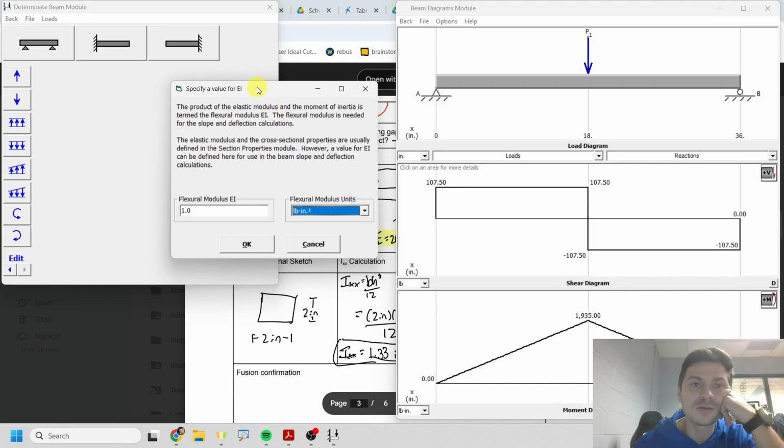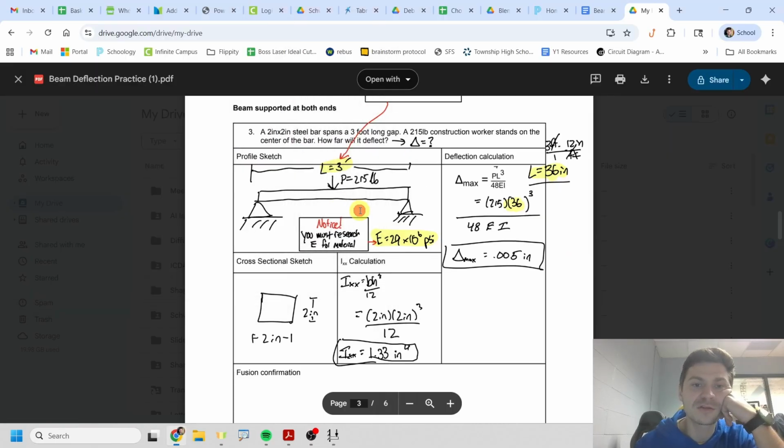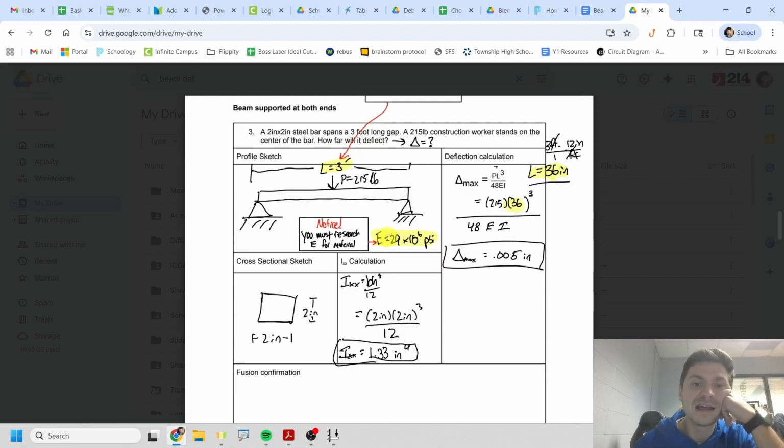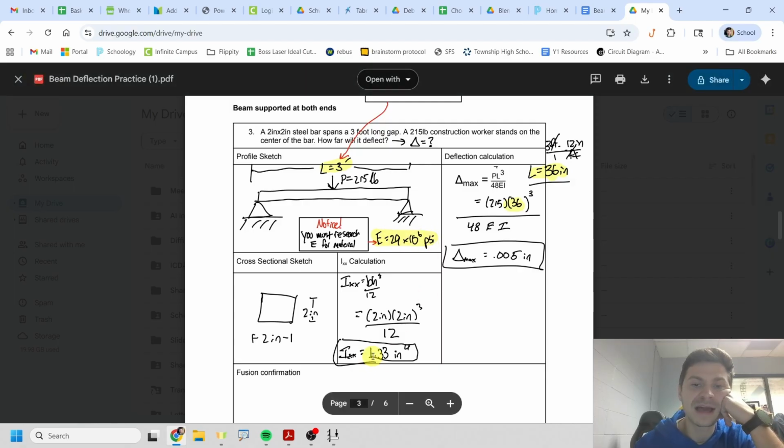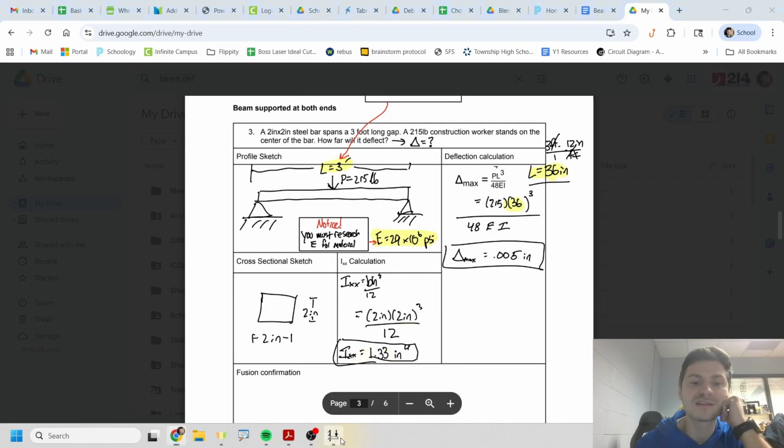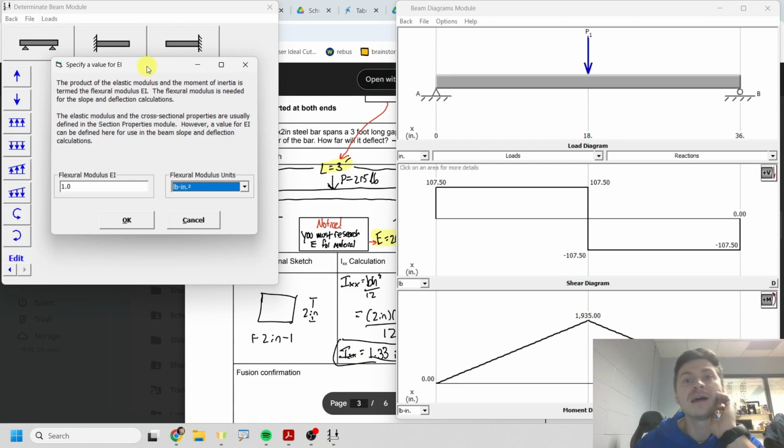And here's what I've got to do, a little bit of math. So I'm going to put this away. I'm going to come back here. So my E is 29 times 10 to the 6 psi, pounds per square inch. And my I is 1.33 inches to the fourth. So I'm all in pounds and inches. That's why in my MDSolids I just did pounds and inches.